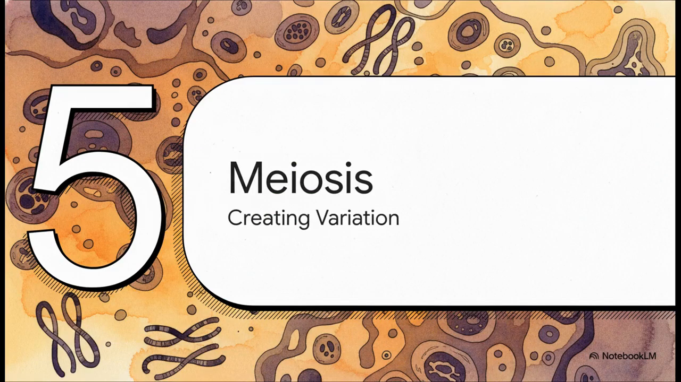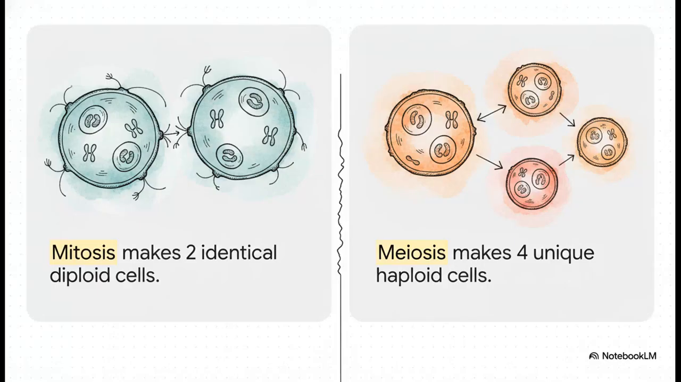Finally, Section 5. Meiosis, creating variation. Okay, so we've seen how the body clones its cells for growth and repair. But what about reproduction? What about creating a totally new generation? This is where we have to pivot and draw a really sharp contrast. While mitosis produces 2 identical diploid cells for bodily growth, meiosis is a special kind of reduction division. It's used exclusively in the reproductive organs to produce sex cells, sperm and eggs.